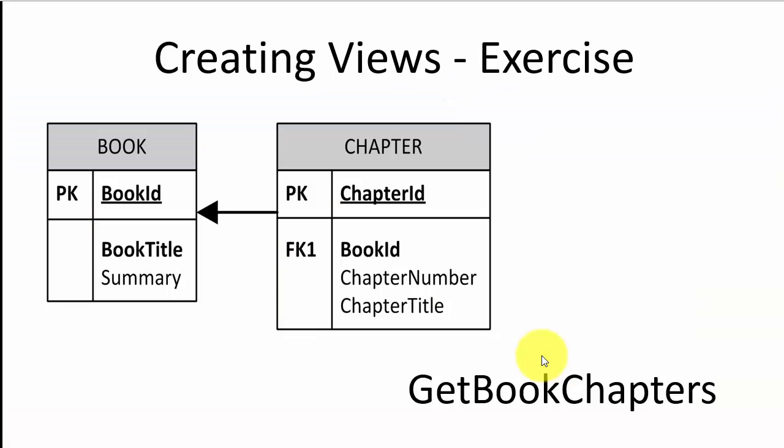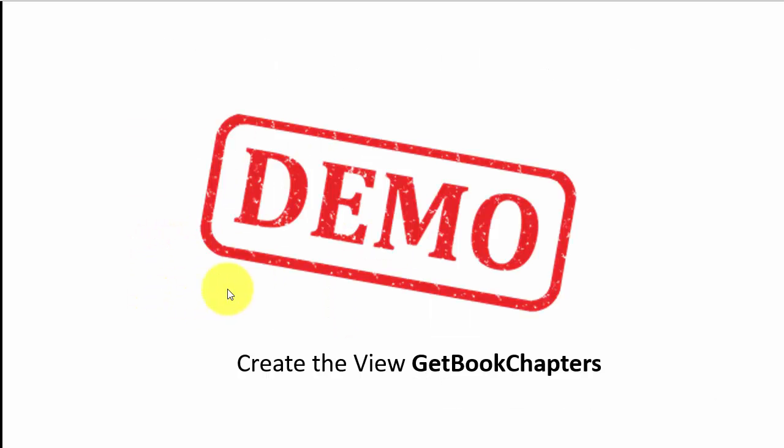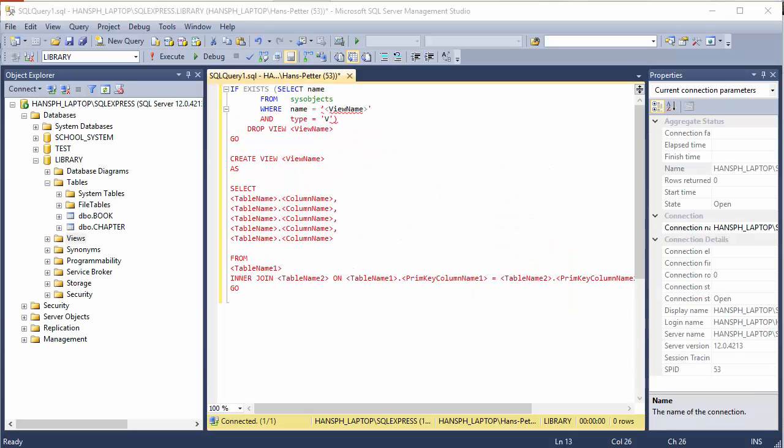In this video we are going to create a view called get book chapters, which contains data from these two tables. So let's start creating this view using Visual Studio. Then you are back in SQL Server. So here I have the template I was talking about. So we will use this template to create the new view.